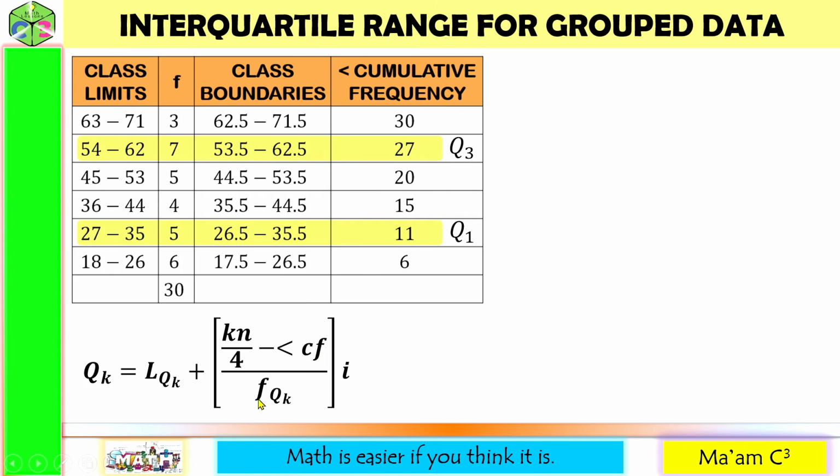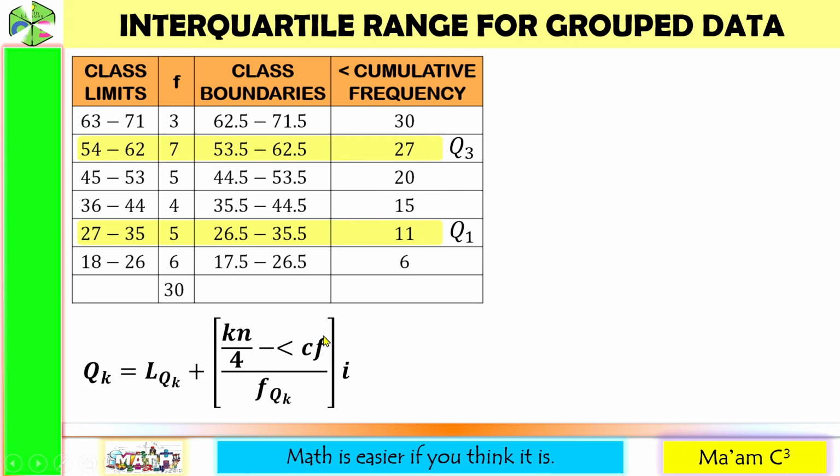Then this one is the frequency of the quartile class. The frequency of the quartile class is 5. i here is the class width. To determine that, you just have to subtract two succeeding lower class limits or upper class limits. For instance, 27 minus 18 is equal to 9. If you want the upper limit, 35 minus 26 is also equal to 9. You can do that for any class limits here. Let us say 63 minus 54 is also 9. 71 minus 62 is also 9.